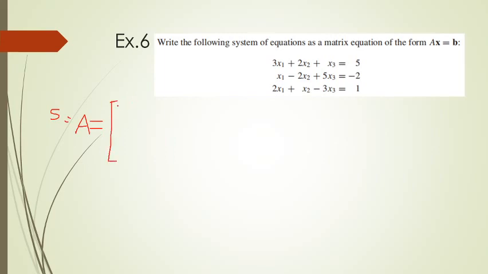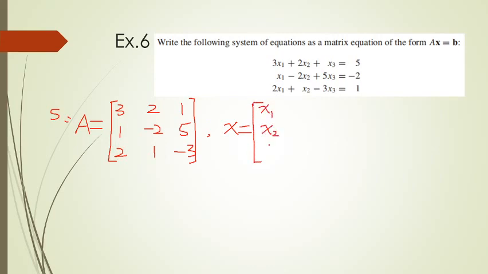So the coefficient matrix is 3, 2, 1, 1, minus 2, 5, 2, 1, minus 3. That is the coefficient matrix for the linear system, right? And then my unknowns, all the x, form a column vector. We have 3 unknowns, right? That is the column vector.